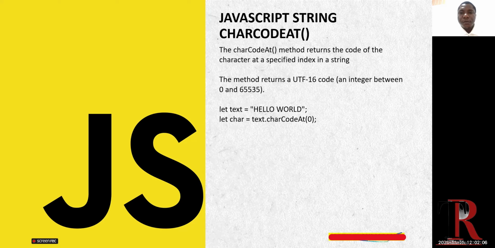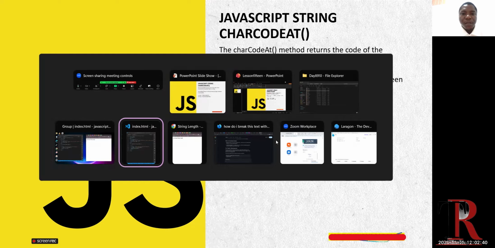So in this lesson, we quickly take a look at the JavaScript string charCodeAt. It is how you get a Unicode equivalent value of a character from your string. The charCodeAt method returns the code of the character at a specified index in a string. The method returns a UTF-16 code, an integer between 0 and 65535. So let's take a look at what UTF-16 code is in the browser.